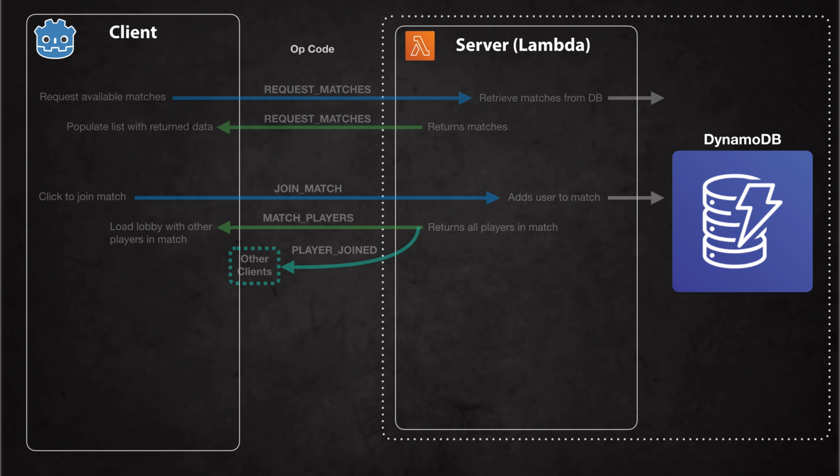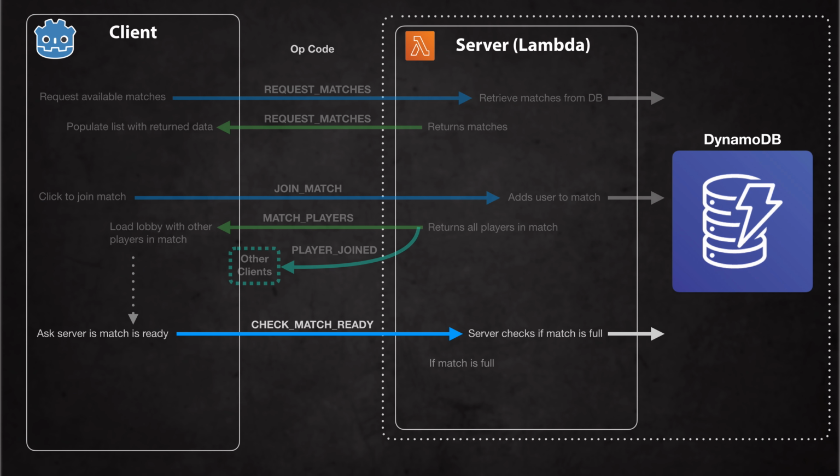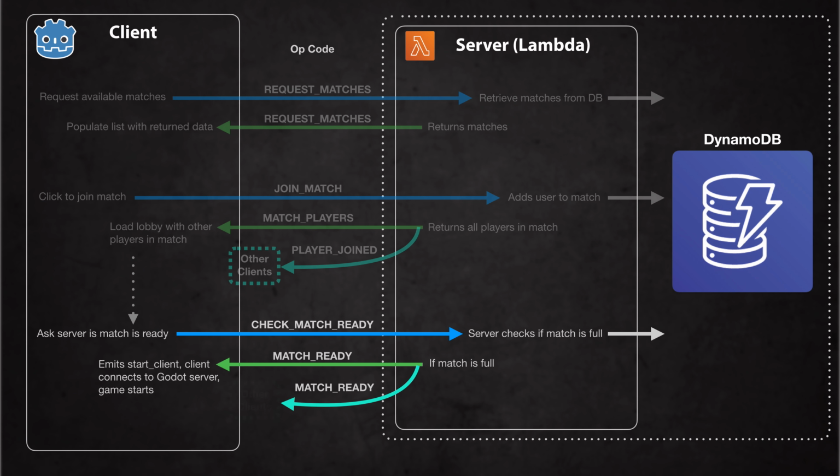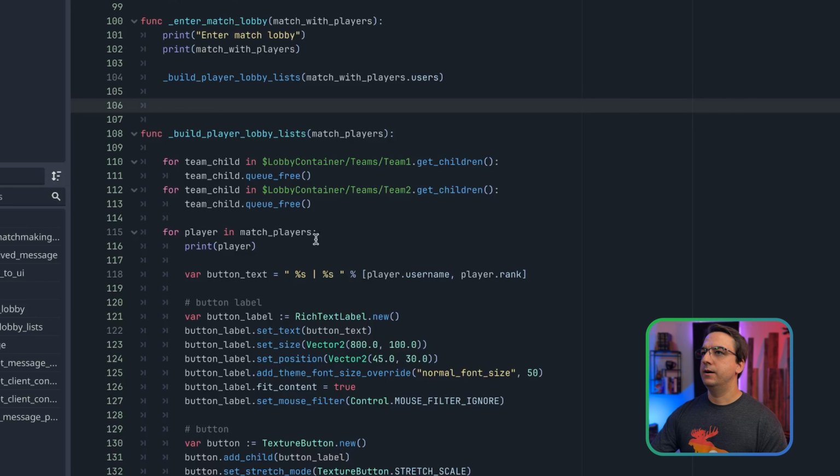we're going to send a quick request back as that client that just joined. We're going to send a check match ready request back. What that's going to do is ask the server, hey, let's see if we're full or not. And if we are full, we're going to send out that connection information to everybody through this match ready. So let's look at that step where we send that check match ready opcode back to the server.